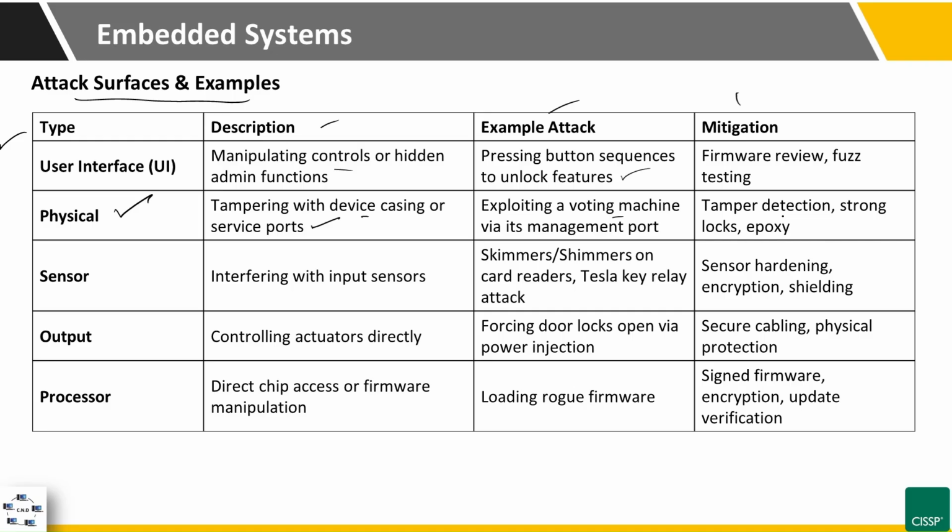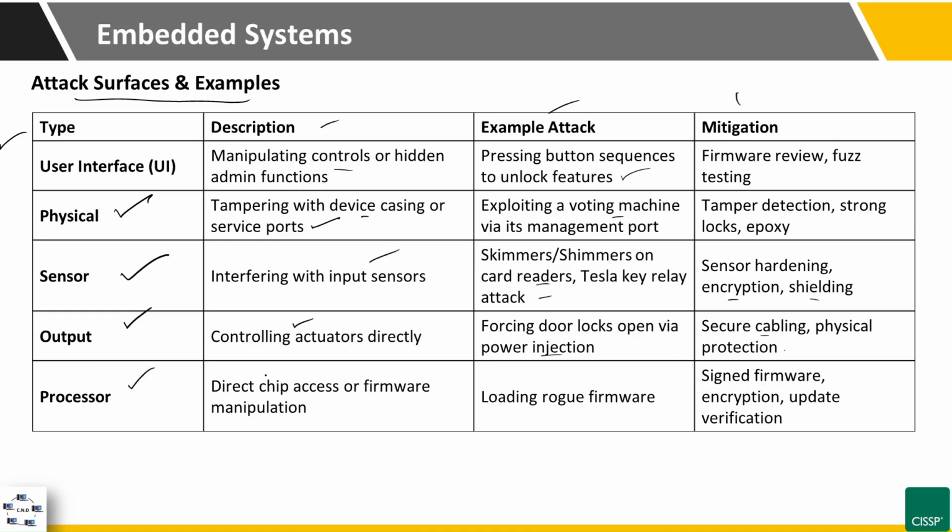Next is the sensor, and description is to interfere with the input sensor. Example attacks include skimmers or shimmers on card readers, Tesla key relay attacks, and mitigation includes sensor hardening, encryption, and shielding. Next type is the output, which is controlling the actuators directly. Example attack includes forcing door locks open via power injection, and mitigation includes secure cabling and physical protection.